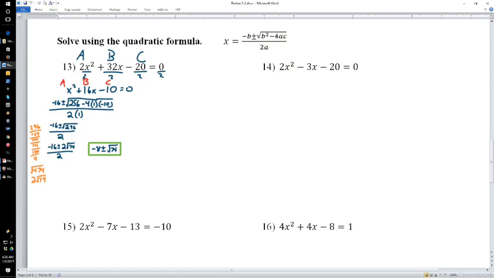All right, so I'm going to burn through these real quick. Again, A, B, C, so negative B plus or minus. So negative b, that's negative 3, so it becomes a positive 3. So 3 plus or minus the square root of negative 3 squared is positive 9. So 9 minus 4 times 2 times negative 20.